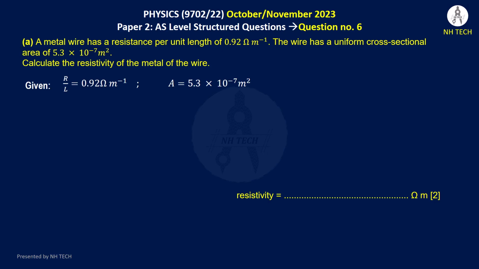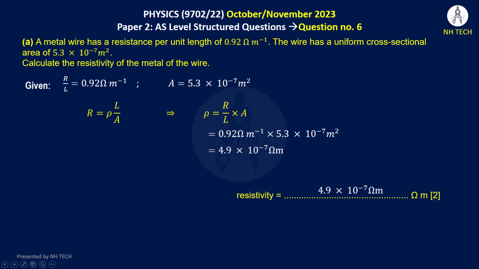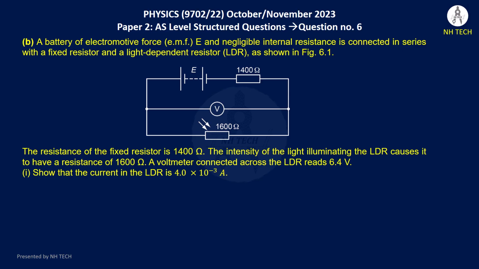To solve this, we'll use the formula for specific resistance. Rearrange the formula. Now, substitute the given values into the formula and calculate the answer, which is 4.9 × 10^-7 ohm meter. Now this is the B part of the question.